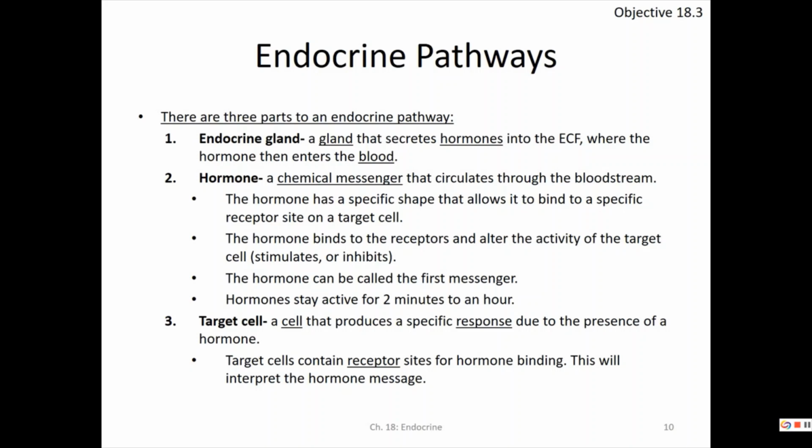Now, the hormone binds to that receptor and activates it. Turns it on or turns it off, stimulates or inhibits. Now, because this is the first thing that arrives, the hormone of an endocrine pathway is the thing that comes in to that cell to tell it to do what it needs to do. We call that the first messenger. Now, the first messenger, hormone, can be in the bloodstream and active for a range of time. It could be minutes to over an hour or so.